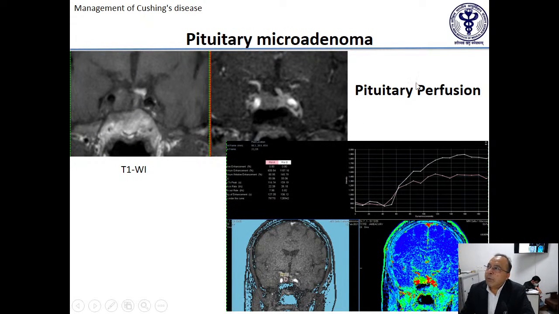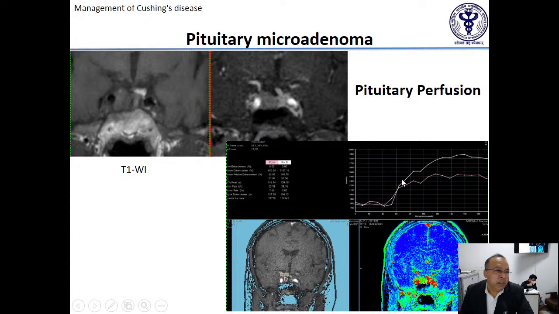Similarly, in this example of pituitary perfusion, the tumor is isointense on T1 weighted images, appearing as a non-enhancing structure on T2. The stalk is deviated. If you look at the enhancement characteristics of the pituitary tumor, the adenomas show slow enhancement of the contrast, while in the normal pituitary gland, the enhancement curve is quite steep.